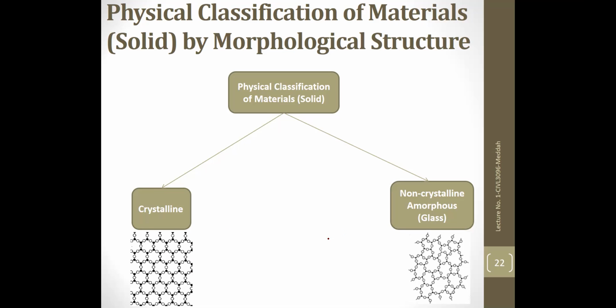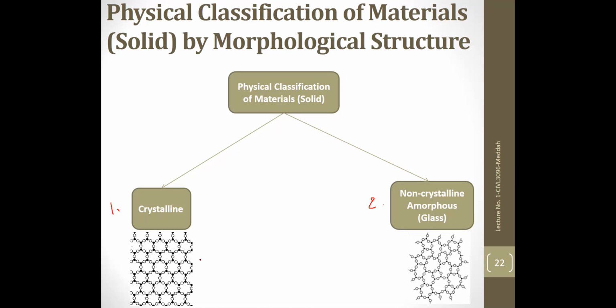So we have two different structures. That is not only for, of course, solid materials. For liquid, we don't have this kind of classification. So this classification, crystalline or non-crystalline, is exclusive to solid materials. So what is the difference between crystalline and non-crystalline?